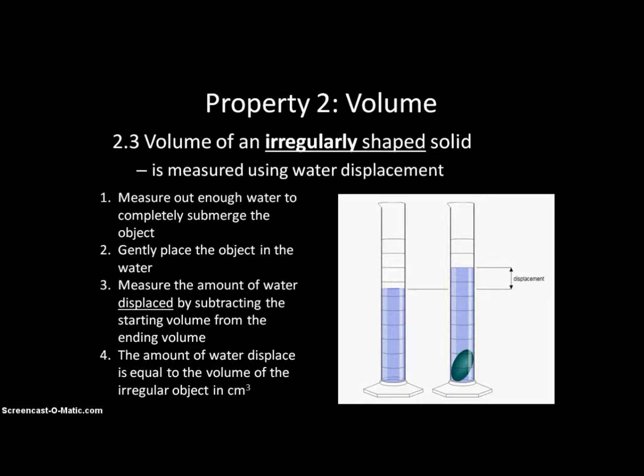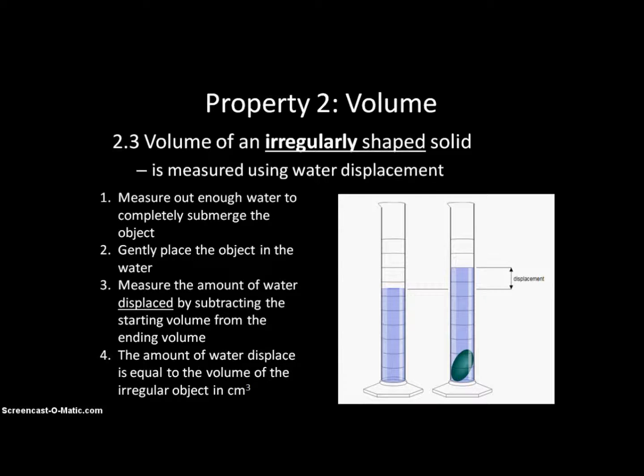If you're using a graduated cylinder, this would mean that you probably want to tilt the graduated cylinder to the side and slide that object down the side of the cylinder so that, one, you don't splash water out so your measurements are accurate, and two, the object doesn't hit the bottom of the graduated cylinder and risk breaking the graduated cylinder.